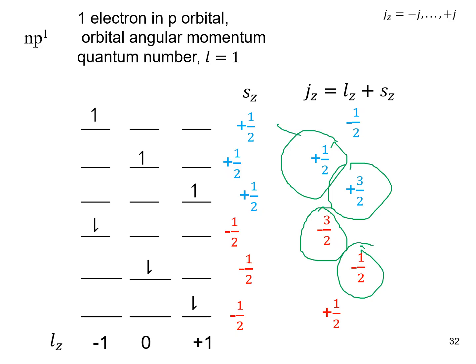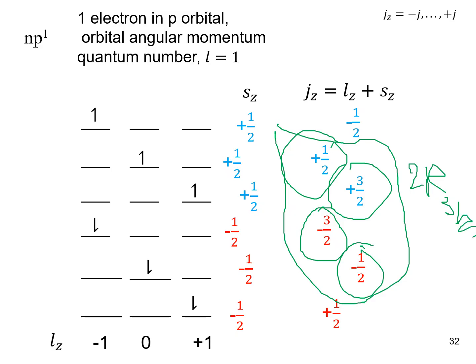So these four will have the same energy, and it is given with the term symbol of doublet P 3 over 2, whereby the leftover ones, which are plus and minus 1 over 2, have the same energy, or we call it degenerate. So they have the term symbol of doublet P 1 over 2.